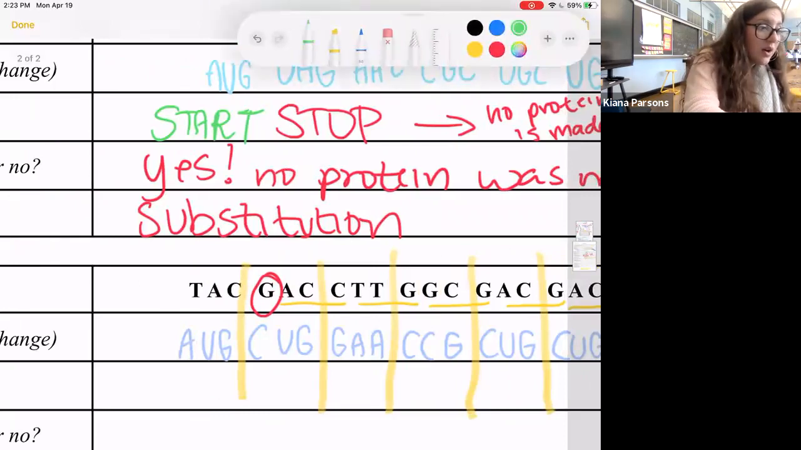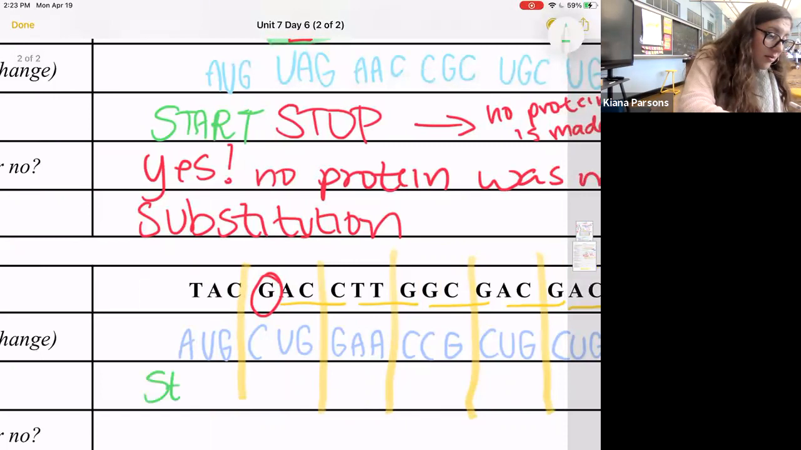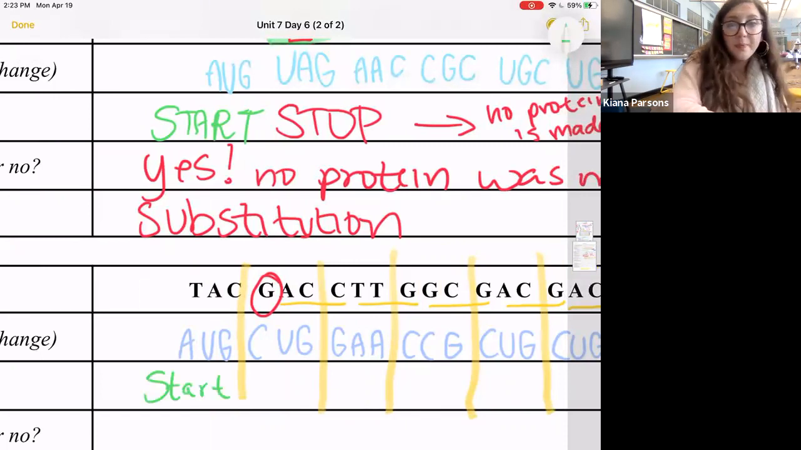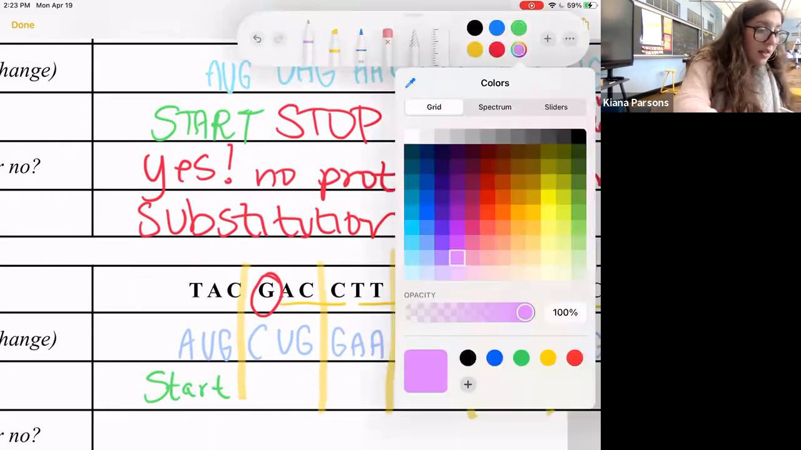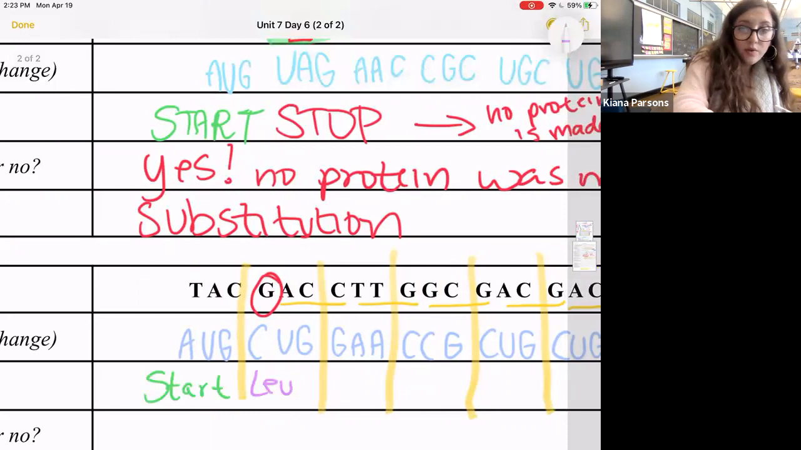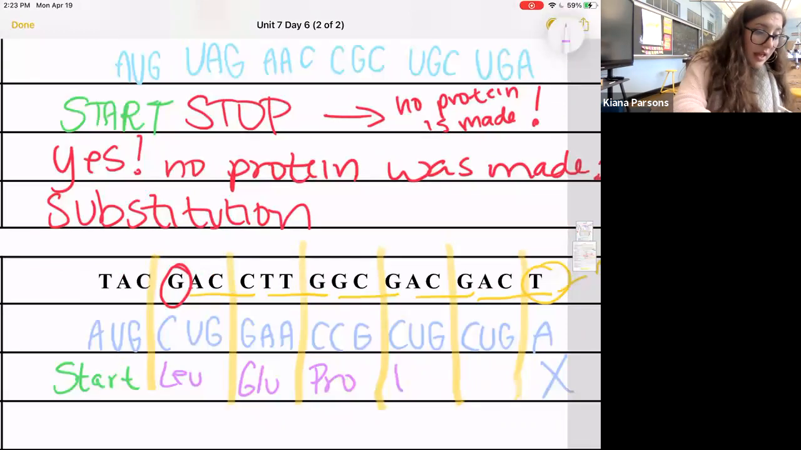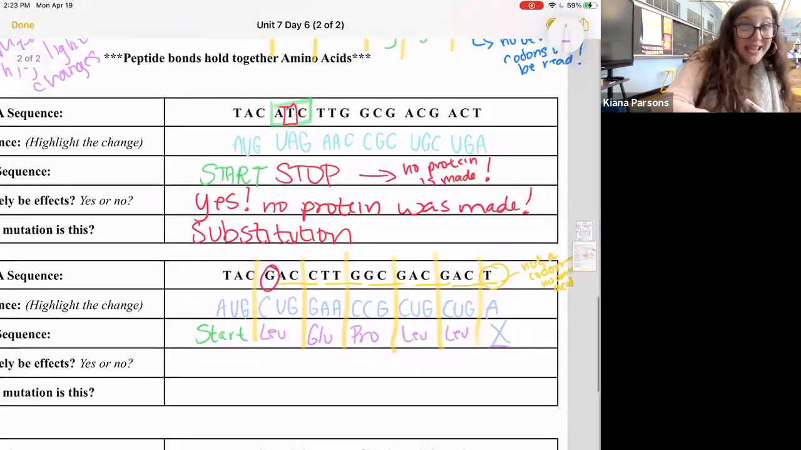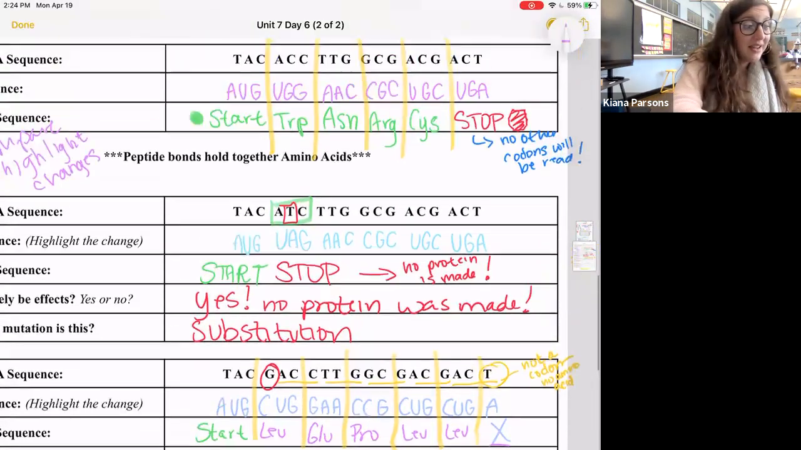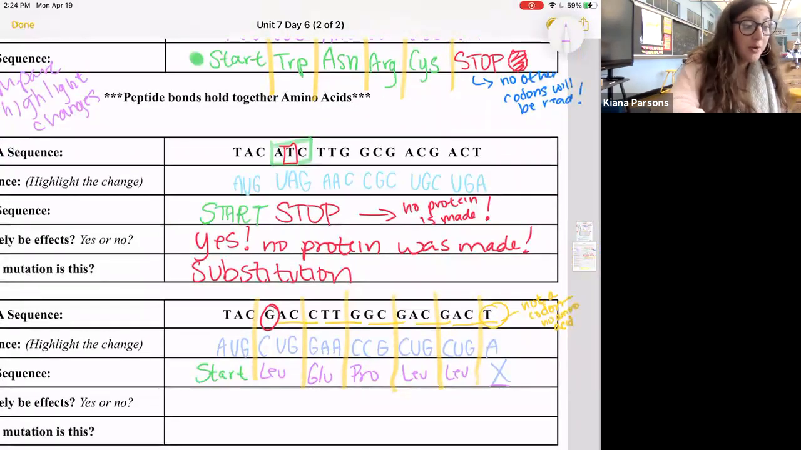We still have our start codon, so we're still going to start. And we're going to code for LEU, GLU, PRO, LEU, LEU, and then nothing. So this is making a protein. It's making some kind of a protein. It's not as bad as this start-stop where no protein was made.